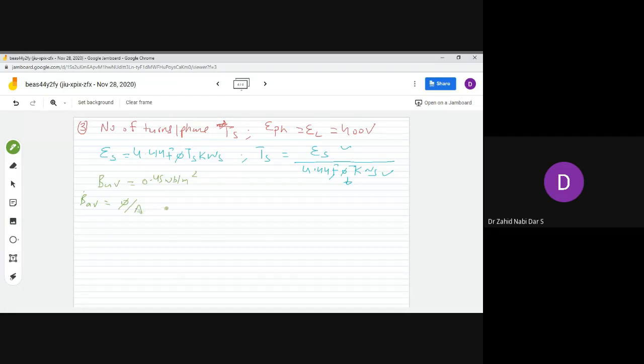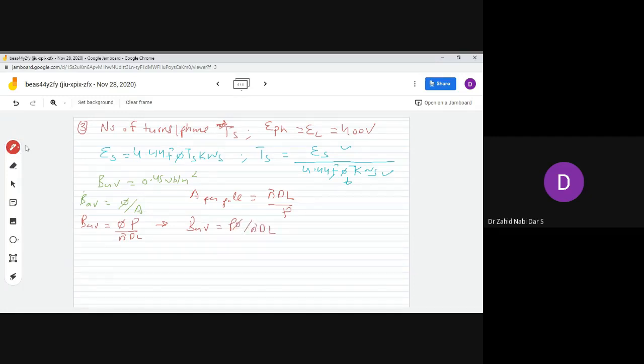So area per pole. Area per pole, yesterday also we saw this value. Area per pole would be equal to how much? It's a cylindrical cross section, so it will be basically pi dl, and per pole, that is P. So BAV would be equal to phi divided by pi dl divided by P. This formula we have utilized in DC machines, transformers, everywhere.